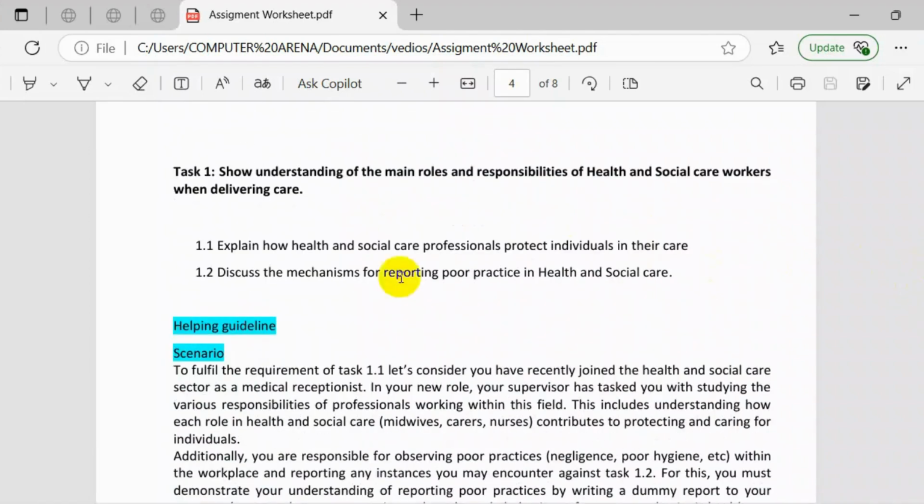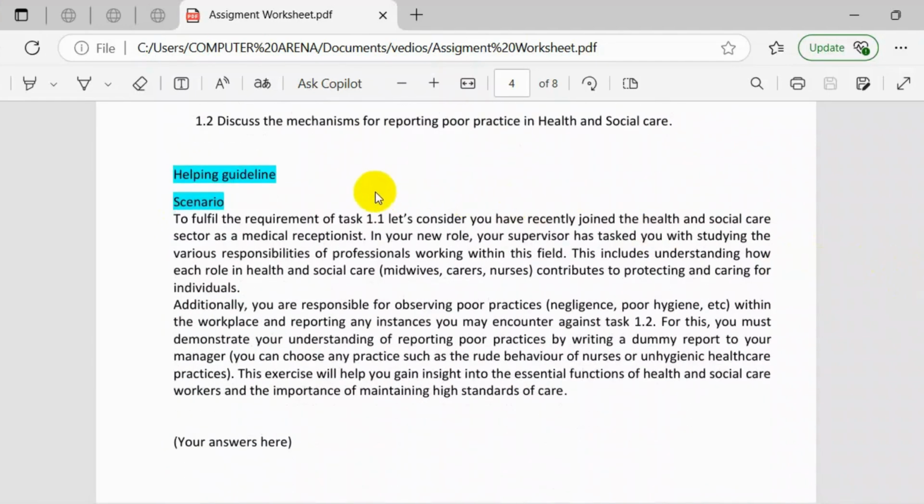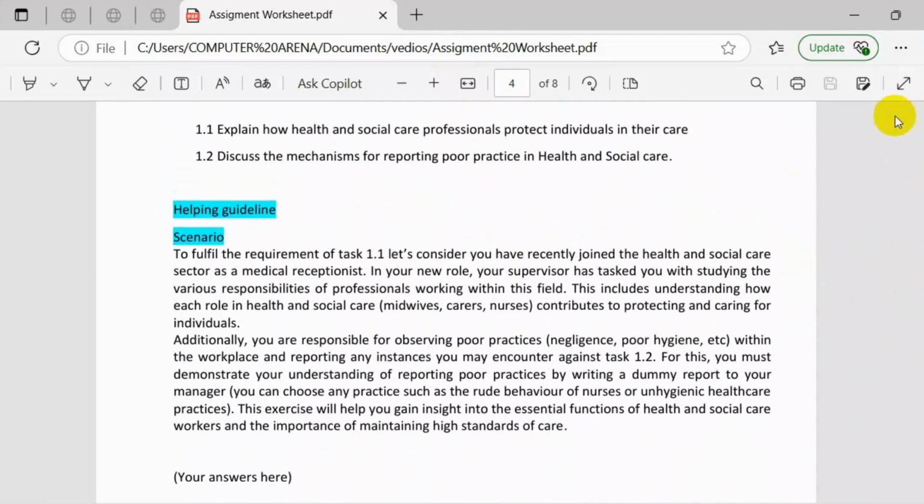Now, this is the learning outcome of the unit Introduction to Health and Social Care, in which you have to explain how health and social care professionals protect individuals in their care. For this, you need to first identify what care professionals are involved in health and social care work. These could be carers, nurses, or doctors as well. Once you identify these care professionals, then you have to explain how and in what way these care professionals are providing their services to the individuals in their care.